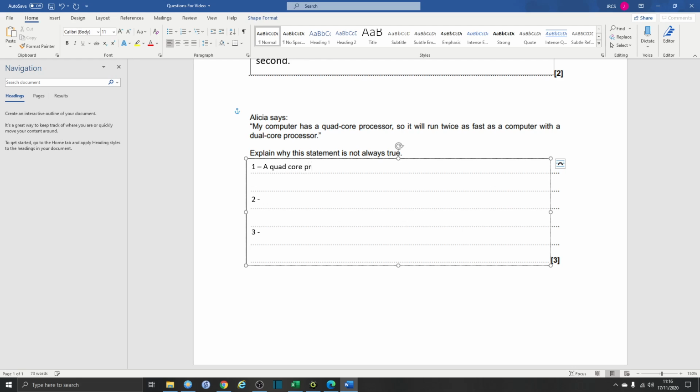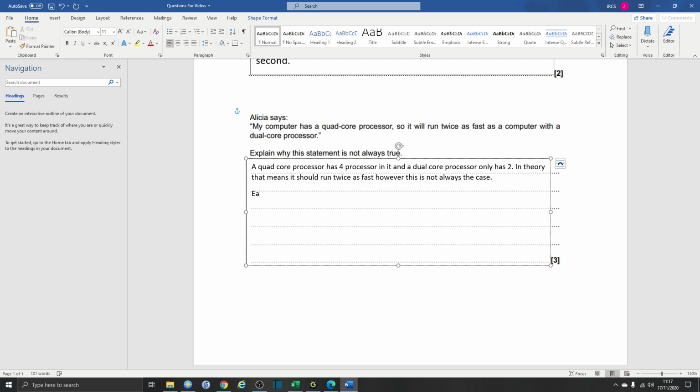A quad-core processor has 4 processors in it, and a dual-core processor only has 2. In theory, that means it should run twice as fast. However, this is not always the case. So I've opened up by explaining that the reason it's twice as fast is because quad means 4, dual means 2. That's my first mark. I'll just write them on 3 different bits.